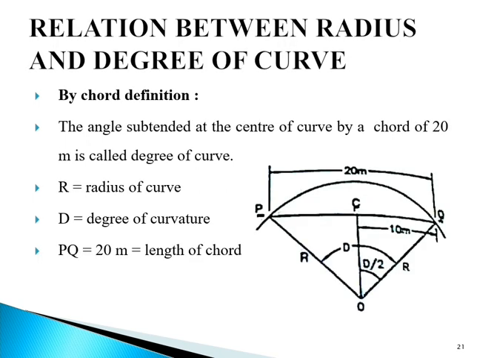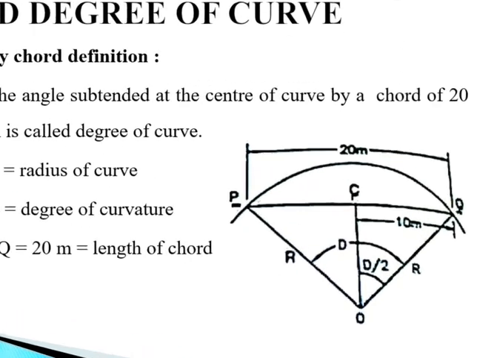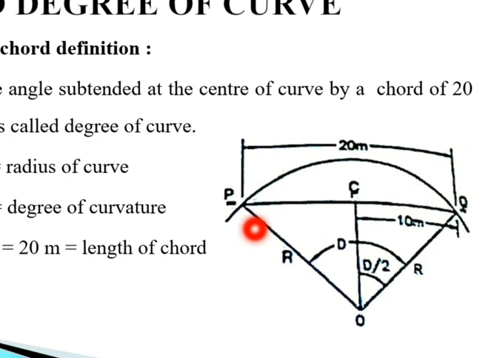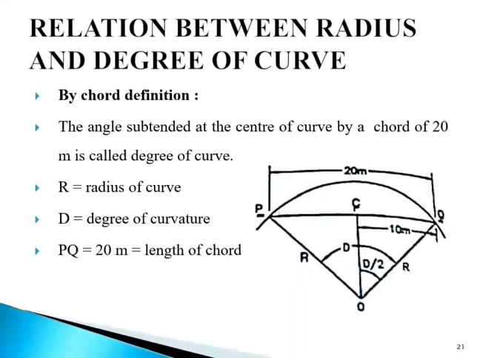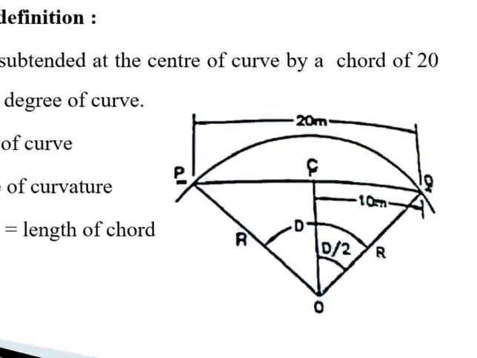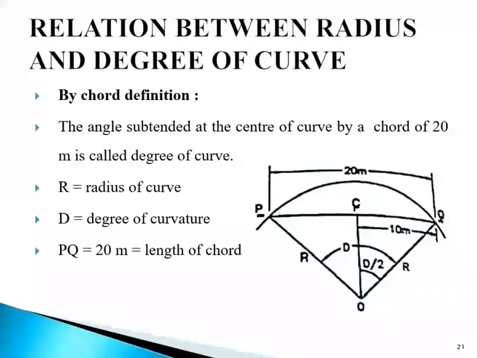Next, we are going to understand the relation between radius and degree of curve. First we will understand it with the chord definition. We have already seen the definition: the angle subtended at the center of the curve by a chord of 20 meter is called the degree of curve. Here you can see the image. Capital R is the radius of the curve, D is the degree of curvature, and PQ, this distance, is 20 meter, the length of the chord. So 20 meter is already shown here. Be sure you remember this figure also.